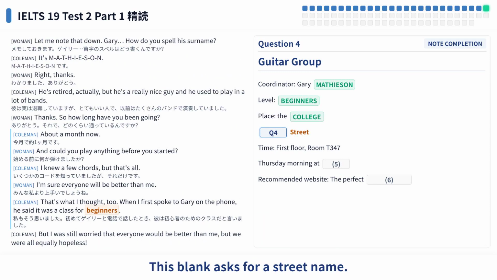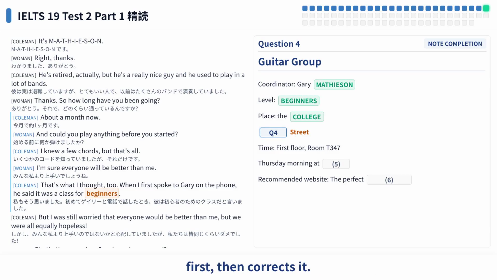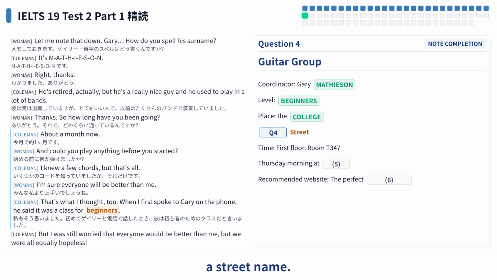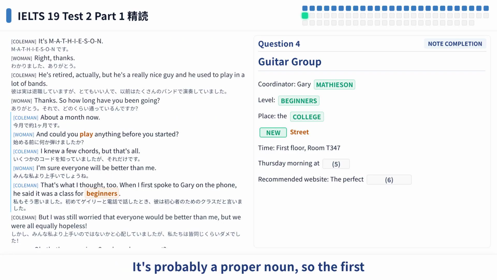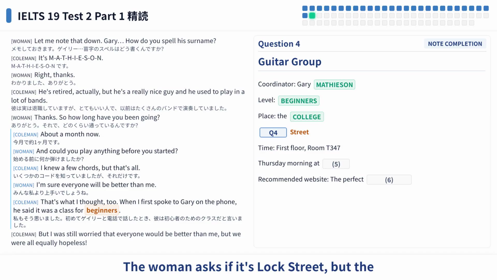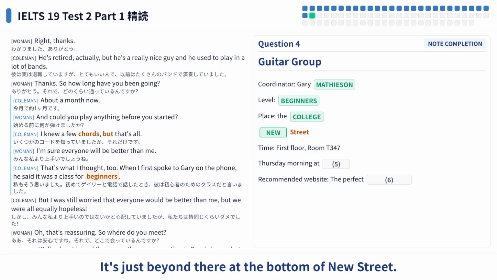This blank asks for a street name. Watch out, the recording gives a wrong name first, then corrects it. You need to pick the right one. The blank comes before street, so we need a street name. It's probably a proper noun, so the first letter should be capital. The woman asks if it's Lock Street, but the man corrects her. No, it's not Lock Street. It's just beyond there at the bottom of New Street.